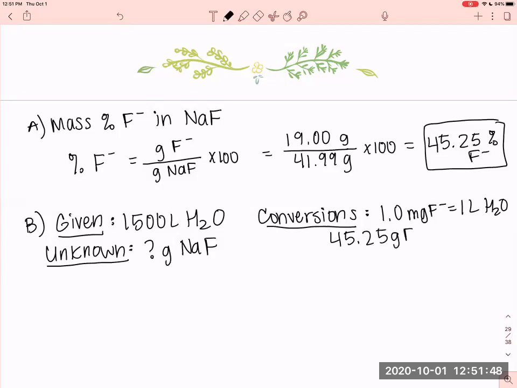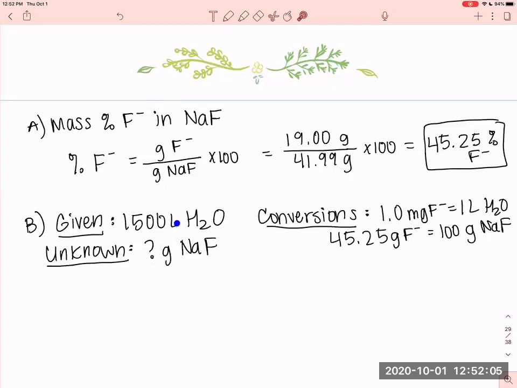I can say this many grams of fluoride is equal to 100 grams of sodium fluoride. You can also use the 19 grams, 41.99 grams, same thing. But if you want to really practice using a percentage as a conversion, here goes that conversion. So do I need anything else?